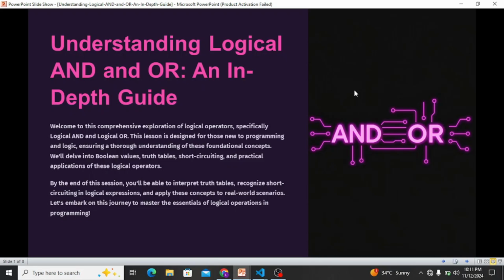In the last class, we talked about logical AND, logical OR, and logical NOT. But today we're going to go so in depth into logical AND and OR because they're the ones that are commonly used in the world of development. All right. So this lesson is designed for those who are completely new to programming and logic, and we'll take our time to ensure that everyone understands these foundational ideas. So guys, let's get started.